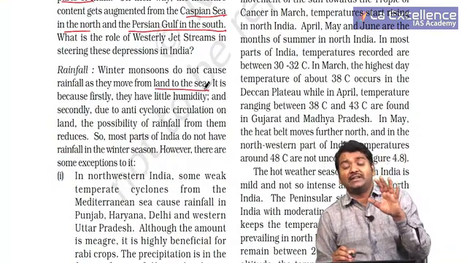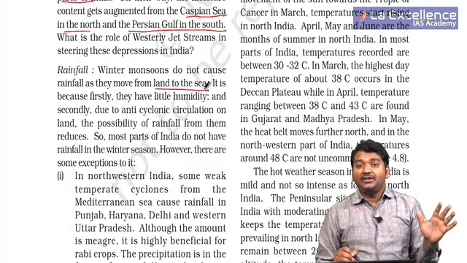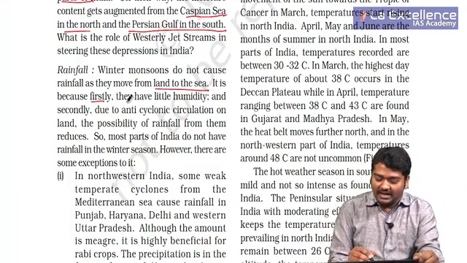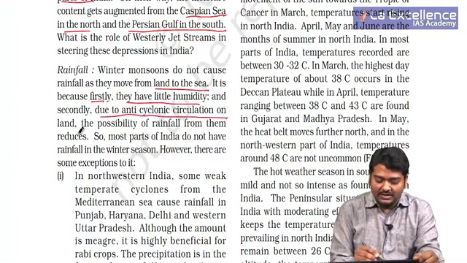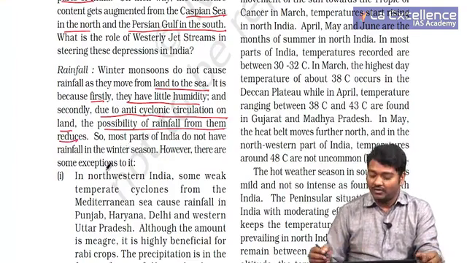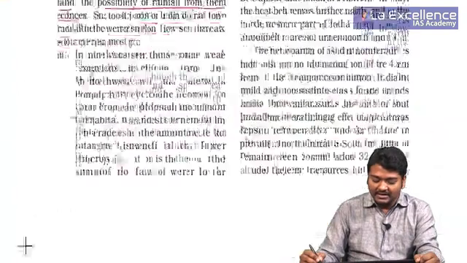I have repeated at least 100 times that in winter, winds are blowing from land to sea. It is because firstly they have little humidity, and secondly due to anticyclonic circulation on the land, that is high pressure, so there won't be enough rainfall. So most parts of India do not have rainfall, but there are certain regions which receive rainfall.